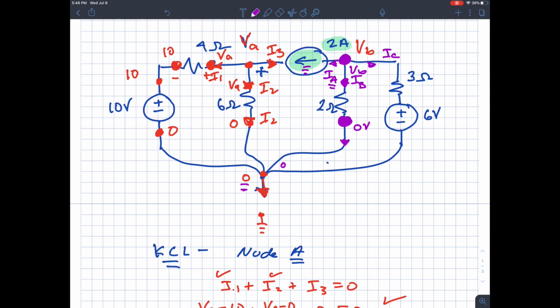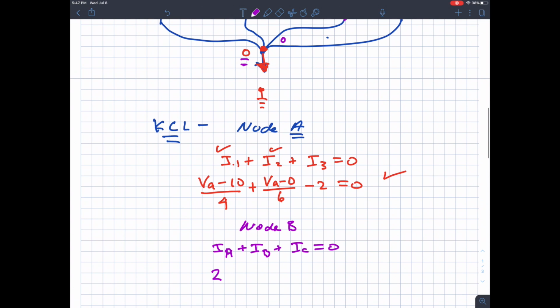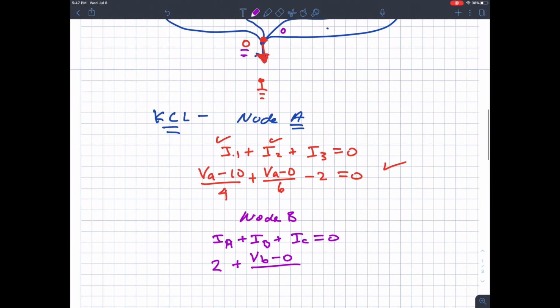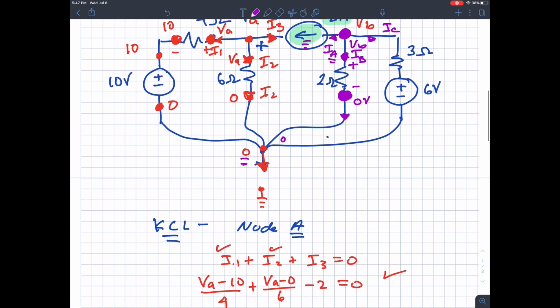So which side of the resistor is plus? Well, I use the passive sign convention, plus and then minus. So that tells me I need VB first and then subtract 0. You do the plus terminal first, subtract the minus terminal, and you divide by the resistance. In this case, it's 2. So boom, we've done IB.